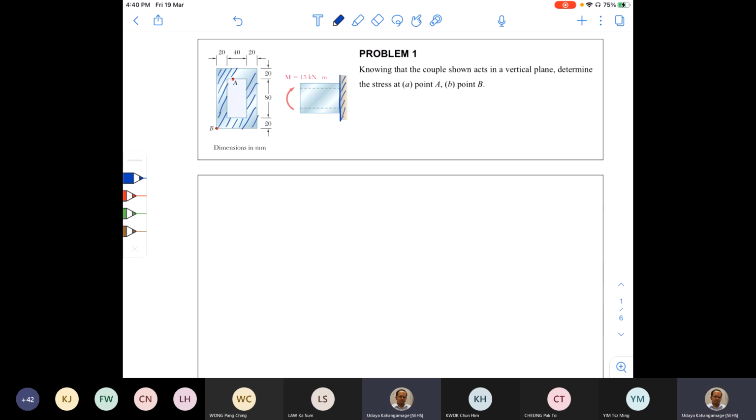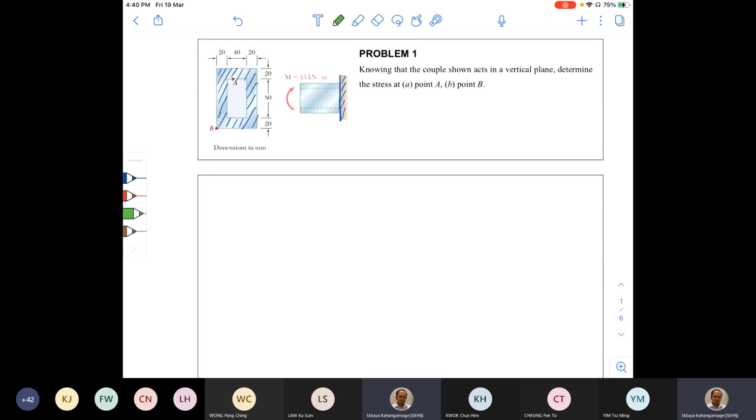Okay, like this. Middle part is hollow. So now you need to find out the stress at point A and point B. Since it is a pure bending case, there is going to be a neutral axis here, right? So first thing, you need to locate that neutral axis.